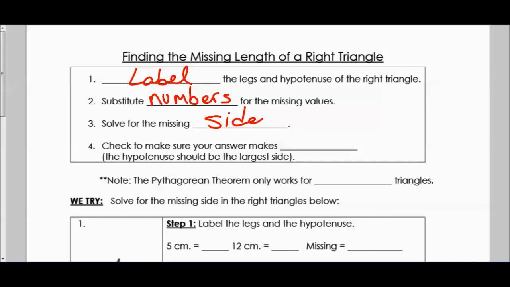Make sure your answer always makes sense. Again, the hypotenuse, the one that's across from the right angle, is always longer than the other two. So you can always check it that way. If you get a side that's shorter than the two legs, you know you did it wrong because the hypotenuse has to be longer. And the Pythagorean theorem only works for right triangles.